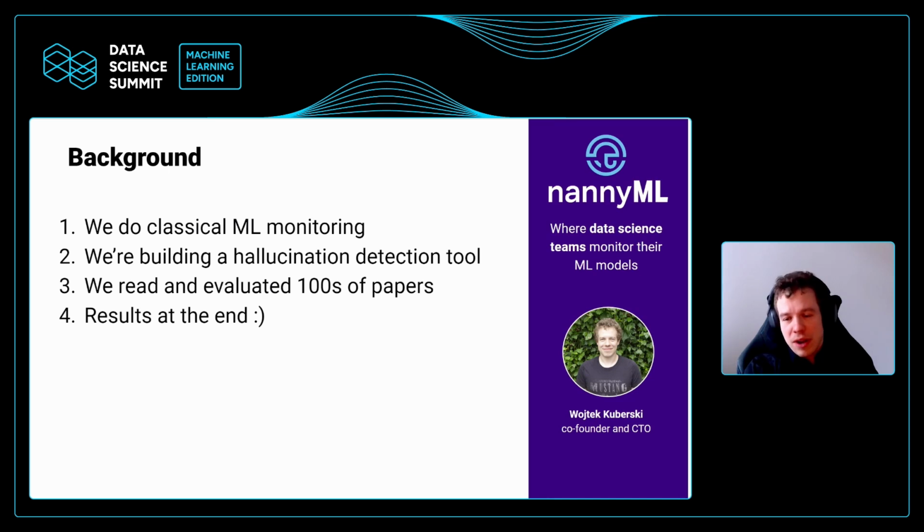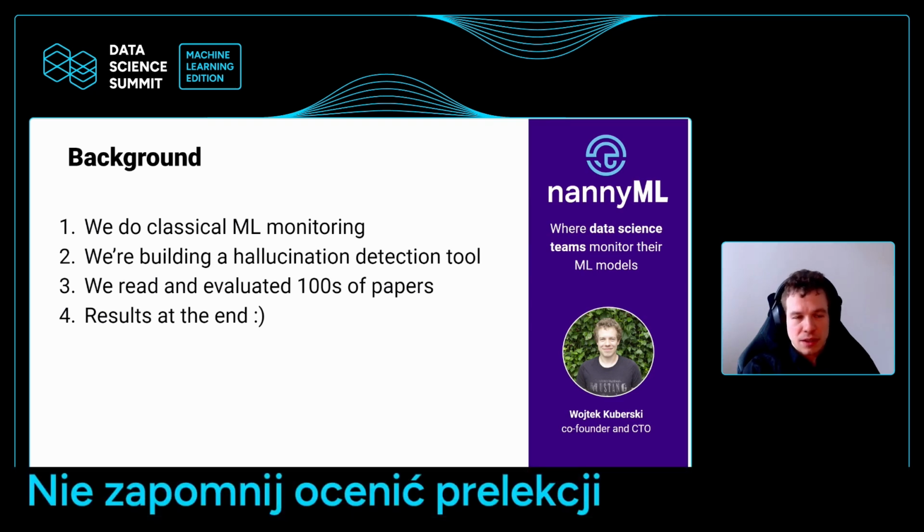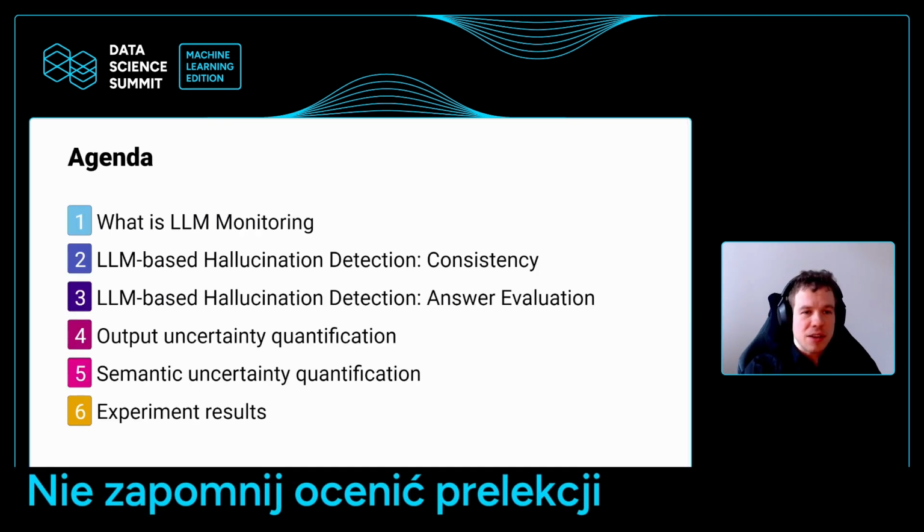First, I run a company called NannyML where we do classical machine learning monitoring. So we monitor models that are deployed to production that deal with classical tasks such as classification or regression problems. We're also currently building a hallucination detection tool for large language models. And to do that, we've read, evaluated and implemented hundreds of papers. There are going to be results at the end, when I show you what exactly we did and what the results of that are. But before that, let's talk about the agenda.